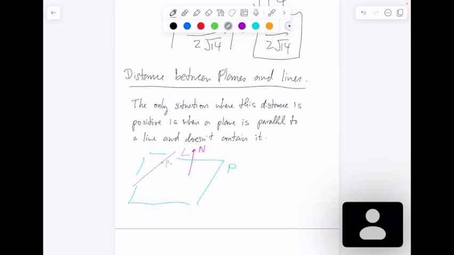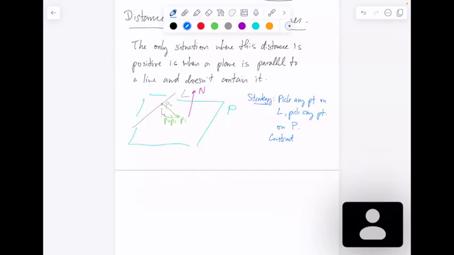And then what you really want to do is, once again, you have a normal direction, and you could choose any point you want on this line, and you could choose any point you want on this plane, and you want to do the correct projection, right? So the strategy here is: pick any 2 points, construct the displacement vector, and then project along the normal direction.